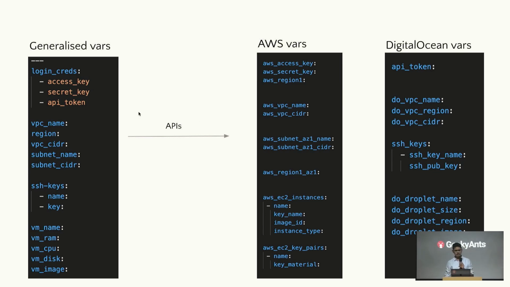As you can see, there is a difference in the number of vars files between AWS and DigitalOcean, because DigitalOcean will not take all the values from generalized vars, since we don't need to create route tables and an internet gateway when it comes to DigitalOcean. So we have created APIs that separate the vars and create this on the fly.